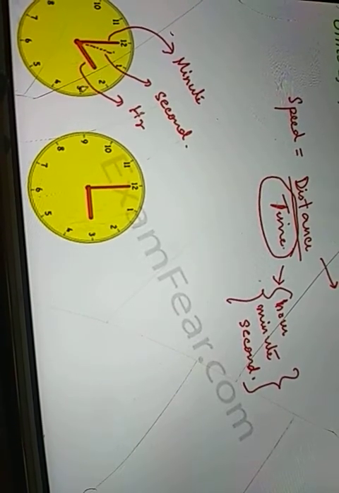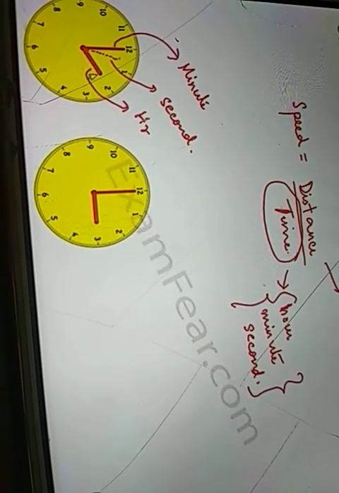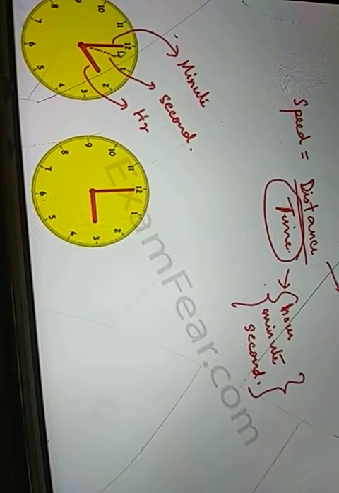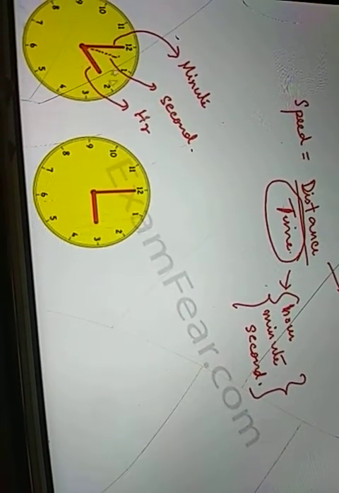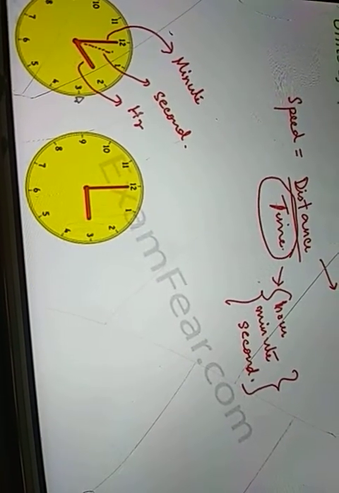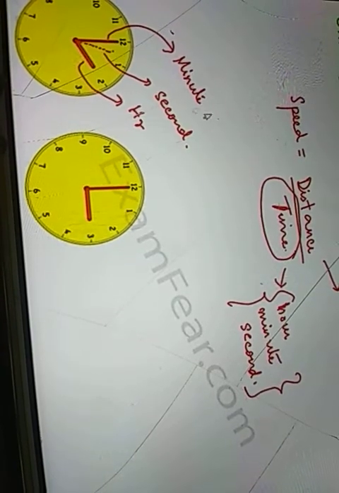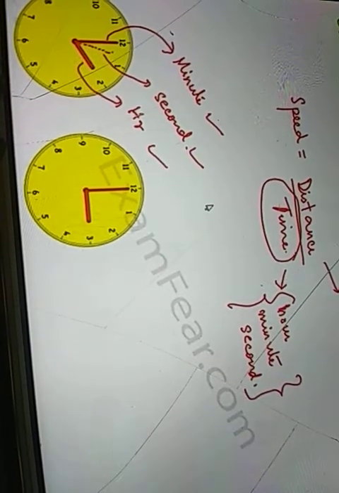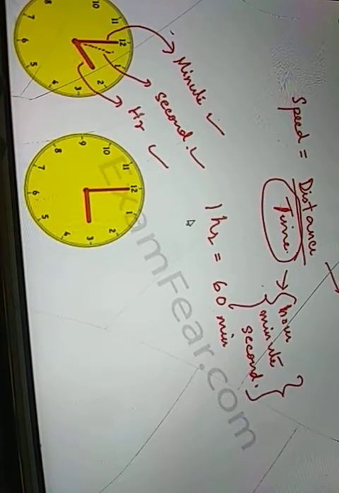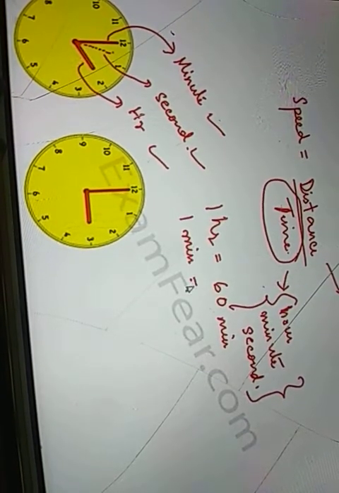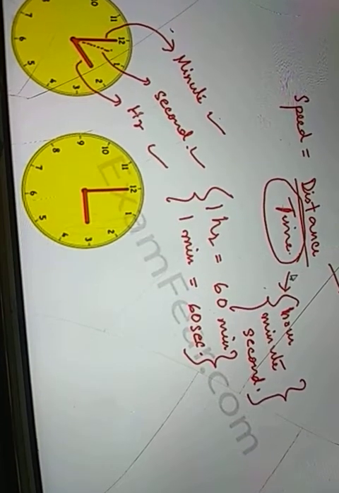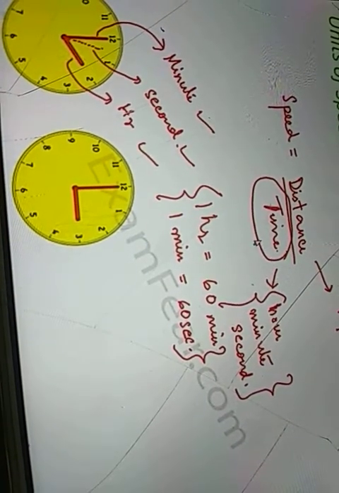Now the second hand moves with each second. The hour hand moves with every hour. From 2 it moves to 3 after 1 hour. And the minute hand moves every minute. So that's how the three hands of the clock move. And there exists a relationship between these three units of time. 1 hour is equal to 60 minutes and 1 minute is equal to 60 seconds. Right? So these are the three possible units of time.